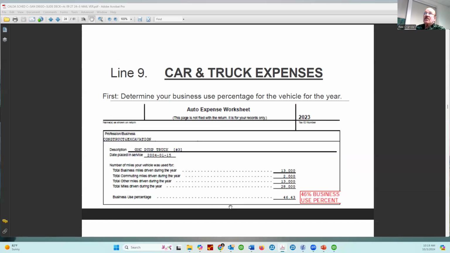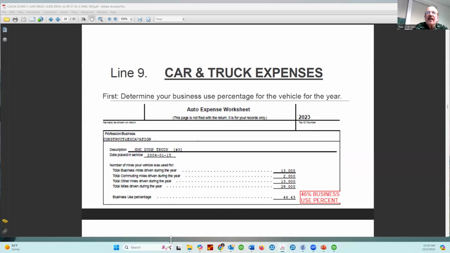Okay, this is a worksheet that we use. It's not part of the government form, and it helps us determine what the proper business expense for the vehicle is.